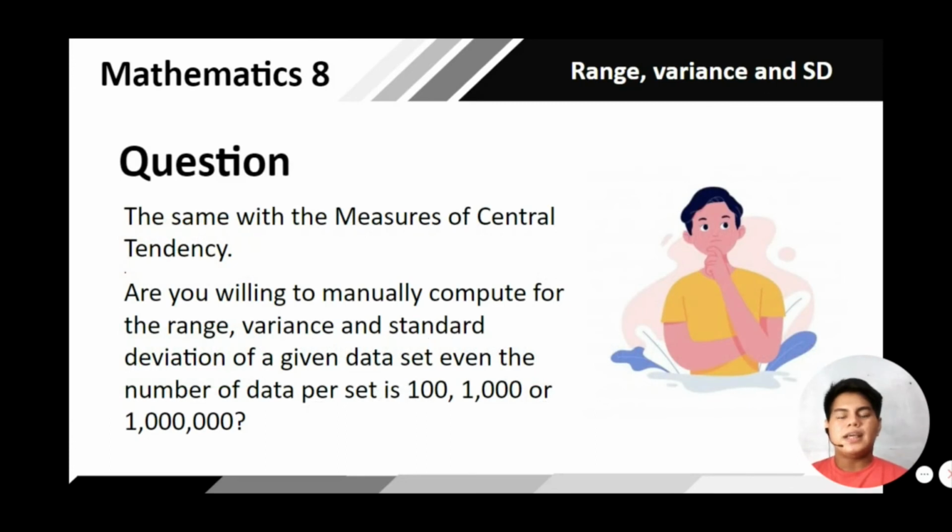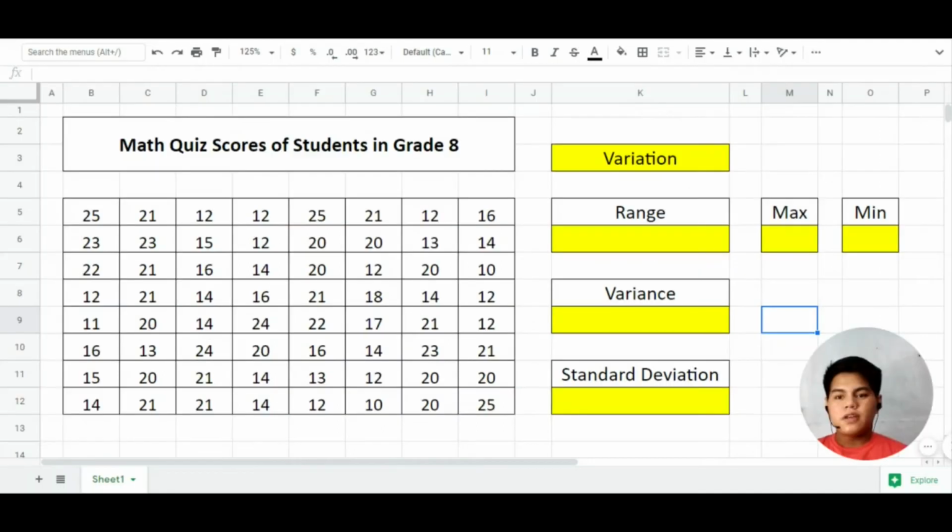Question: the same with the measures of central tendency, are you willing to manually compute for the range, variance, and standard deviation of a given dataset, even if the number of data per set is 100, 1000, or 1 million? So there's an easy trick on how to do that, and that is by the use of Microsoft Excel. So I'll be showing you how to compute for the measures of variation using Microsoft Excel.